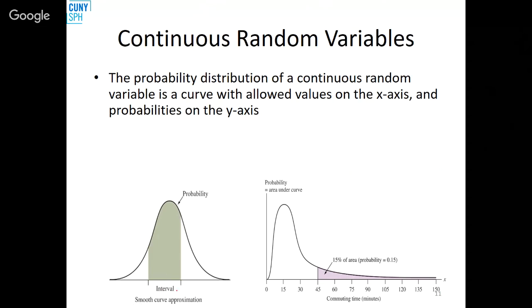So here on the x-axis, these are the units of measurement for our variable. BMI is what is it? Kilograms per square meter or something like this. In this case it's time, and the y-axis is a probability, so it has no units.